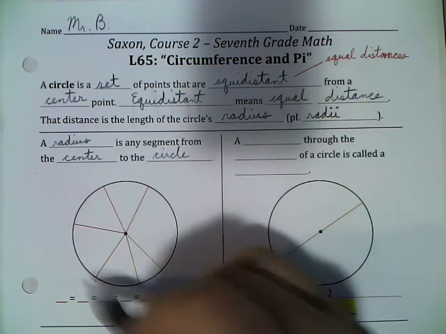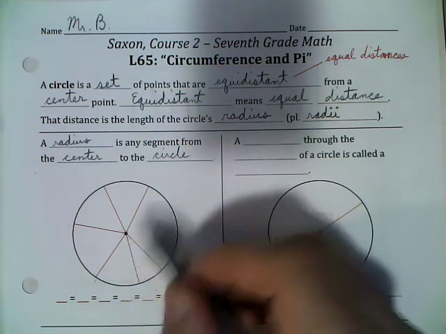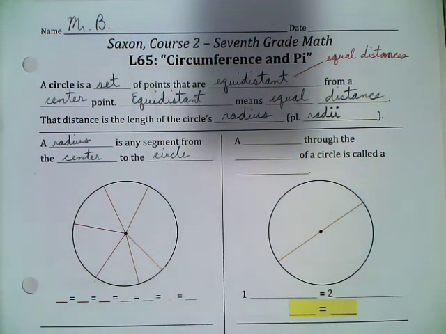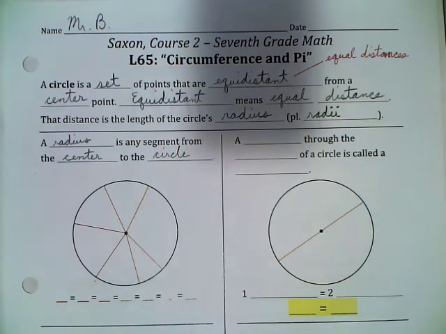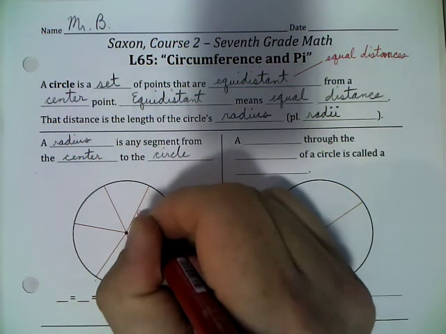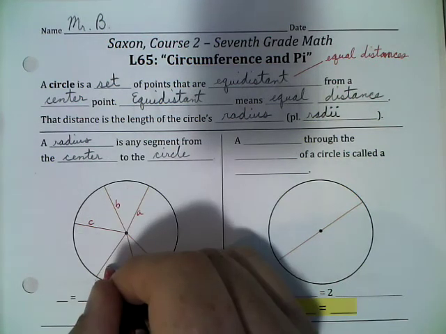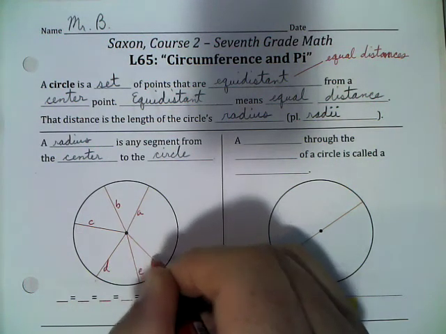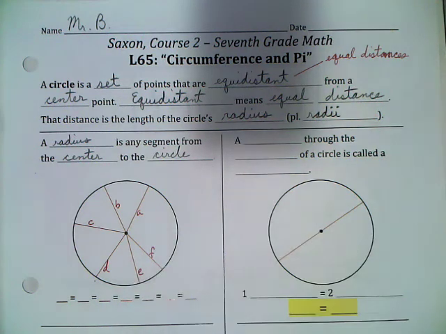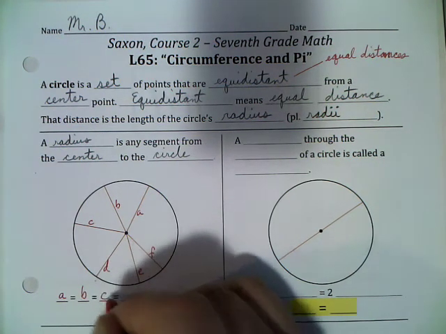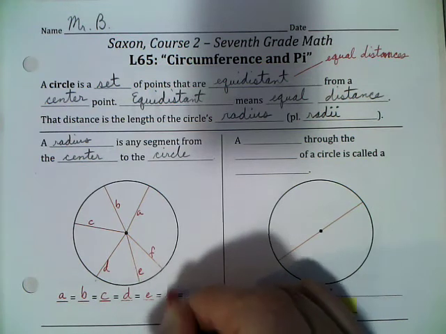So what we see here is I have my circle, there's my center point, and I have a bunch of red radii here. So if we were to label these different radii, let's call this one A, this one can be B, this one can be C, let's call this one D, E, and F. And so remember that this is all equidistant. So A equals B equals C equals D equals E equals F.